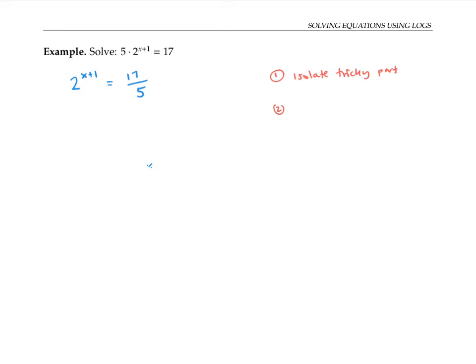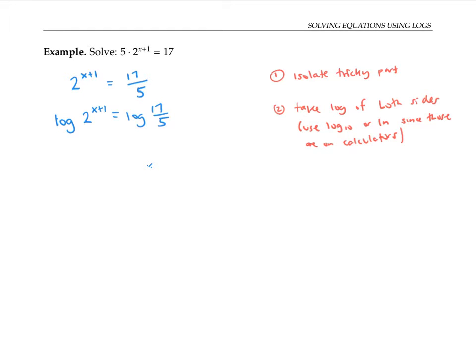Next, I'm going to take the log of both sides. It's possible to take the log with any base, but I prefer to take the log base 10 or the log base e for the simple reason that my calculator has buttons for those logs. So in this example, I'll just take the log base 10. So I can omit the base because base 10 is implied here. And that gives me this expression.